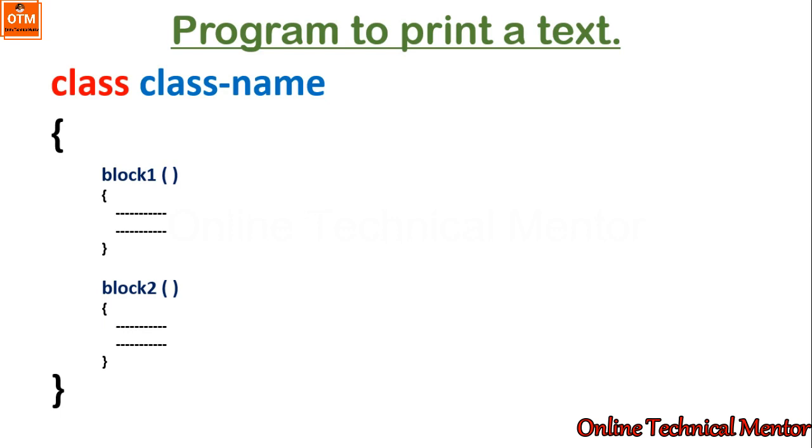So we can say that a Java program is composed of a class, and a class may have several blocks or methods. And among these blocks, there is a main block from where the Java program starts its execution. And from that block or method, all other blocks or methods are called. Let me show you how to write a Java program and run that program.